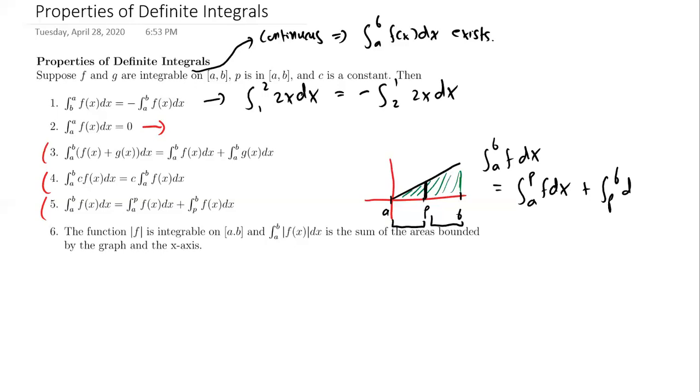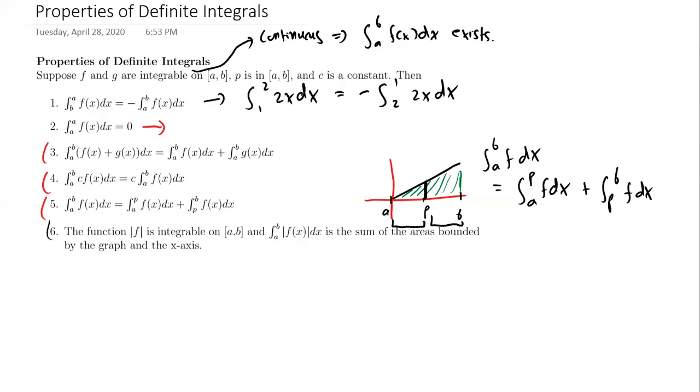So in a picture, it makes sense, right? You can always partition your interval into smaller intervals and just calculate the area in each smaller interval. So that one makes sense. The last one, which is a little bit hard to explain, kind of like the first one, is this one.